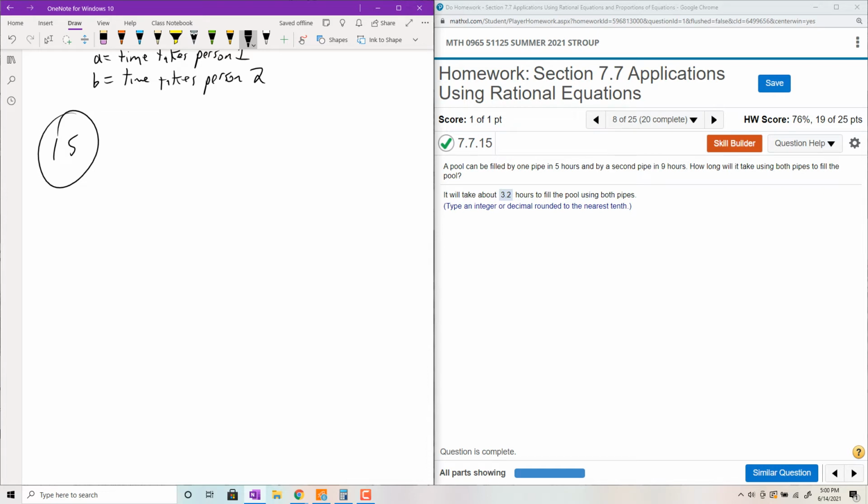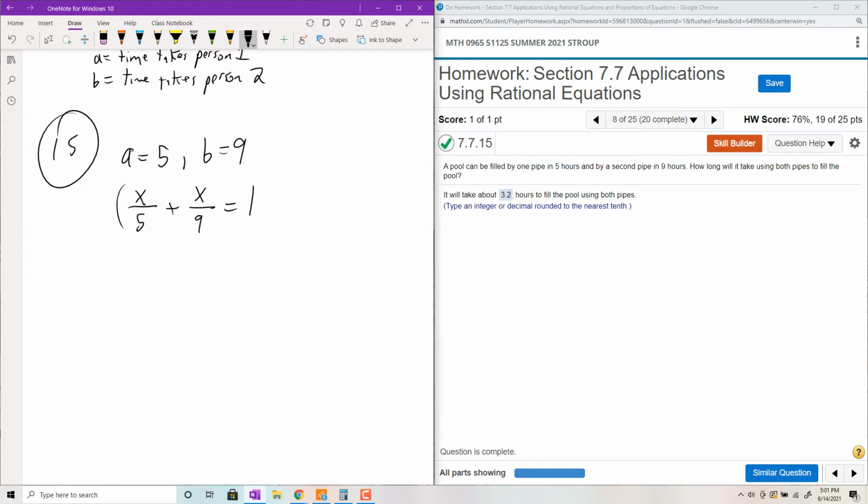A pool can be filled by one pipe in 5 hours and a second pipe in 9 hours. So A is basically the time it takes pipe 1, and B is 9, the time it takes pipe 2 to fill the pool, working by themselves. Now they're asking how long does it take using both pipes to fill the pool. Okay, so you'll go x over 5 plus x over 9, the part done by pipe 1 plus the part done by pipe 2, is equal to 1 full job. Okay, and then just solve that for x. Believe it or not, it works.